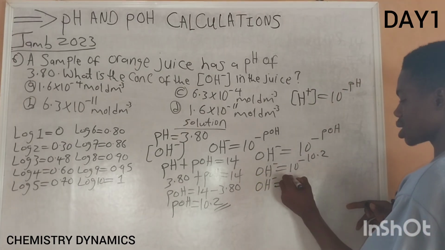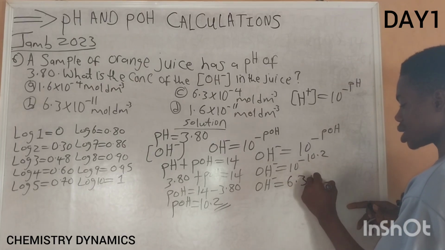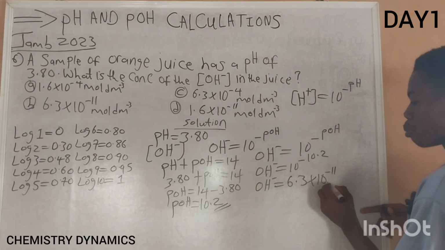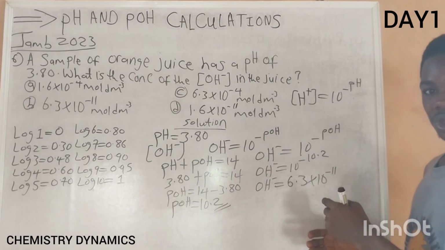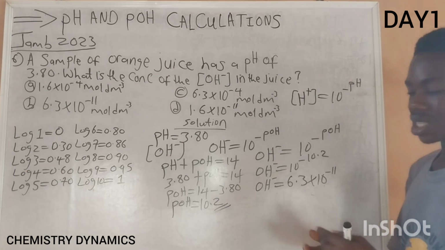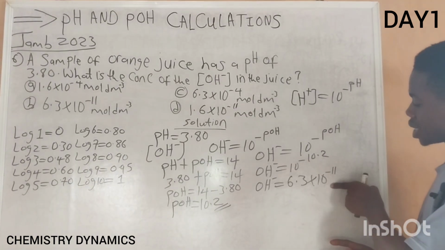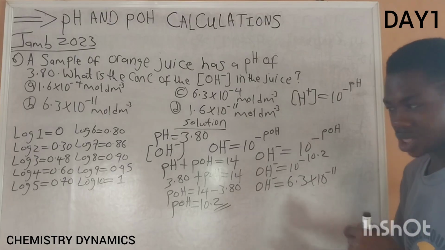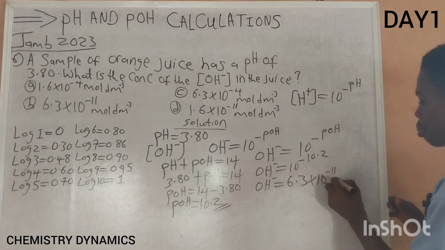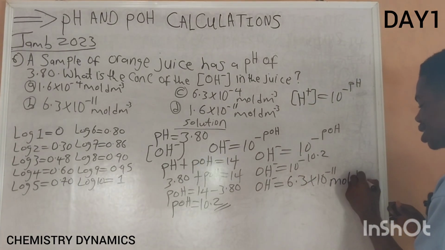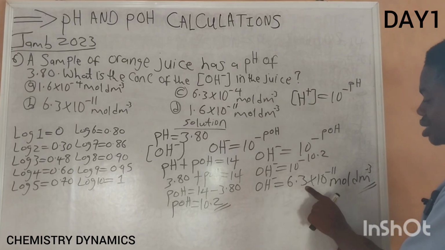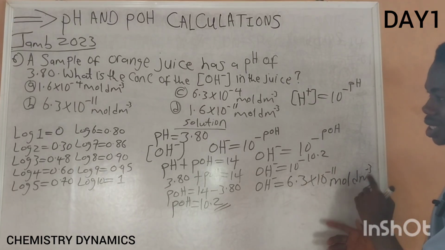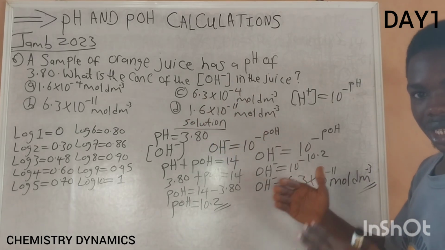So it's 6.3 times 10 raised to power minus 11 what? Mole per dm³. Don't forget your unit. If you get your answer and you don't add your unit to it, some lecturers or invigilators might say you are wrong because there's no unit. Always learn how to add your unit. So the answer for our hydrogen ion here is 6.3 times 10 raised to power minus 11 mole per dm³. Now let's check our options to see if we got the answer correctly.